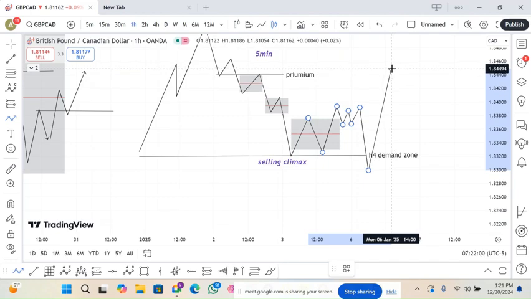Then after this break of structure, this is when you can now pick a fair value gap, an order block, a whatever block you know, Mr. Harry. Then boom, return to origin, then you can buy.